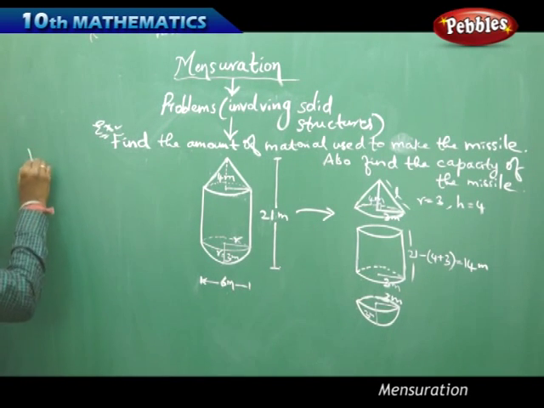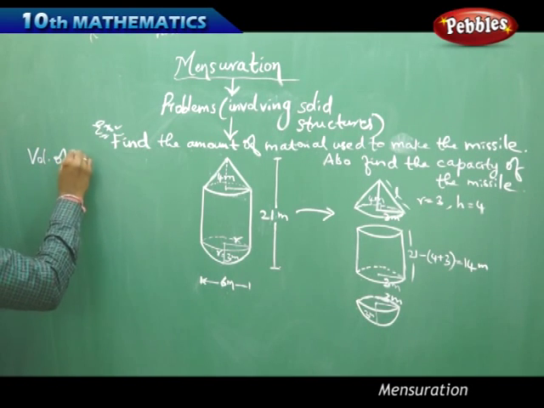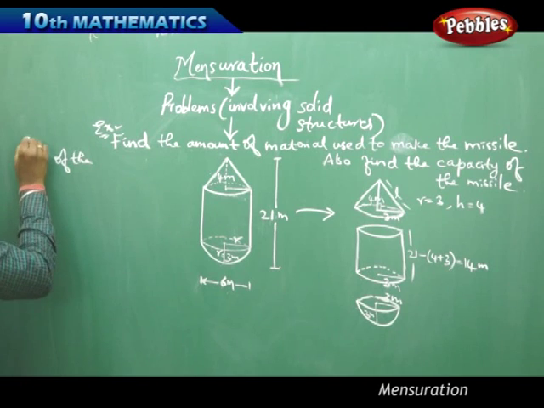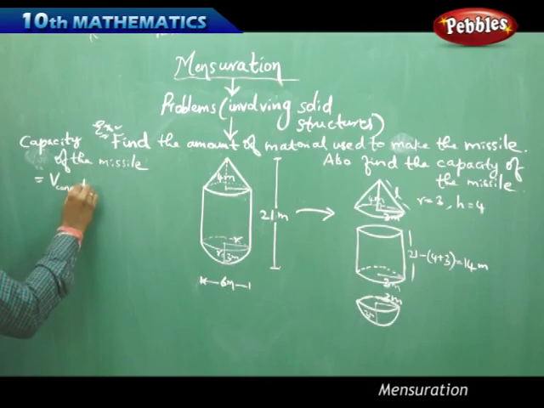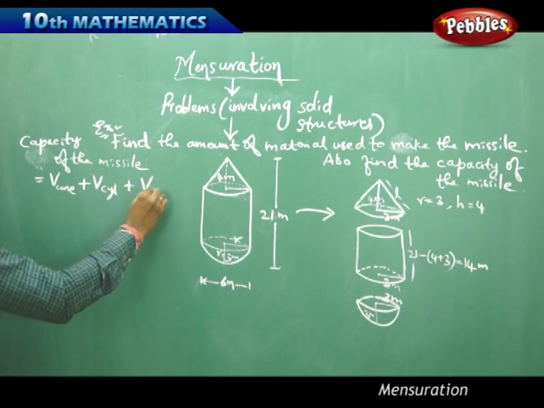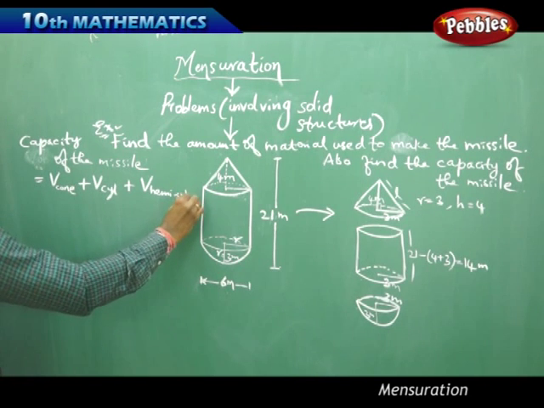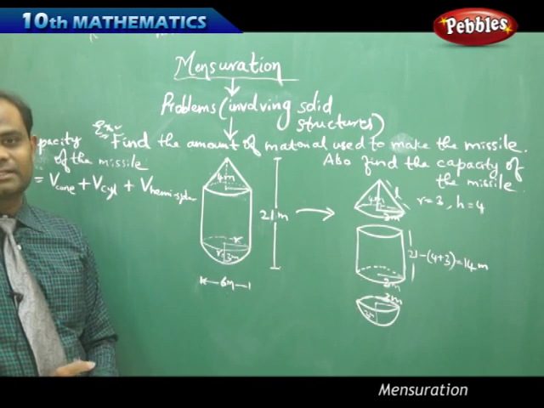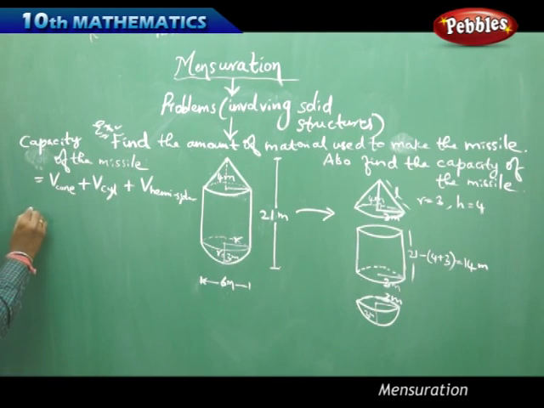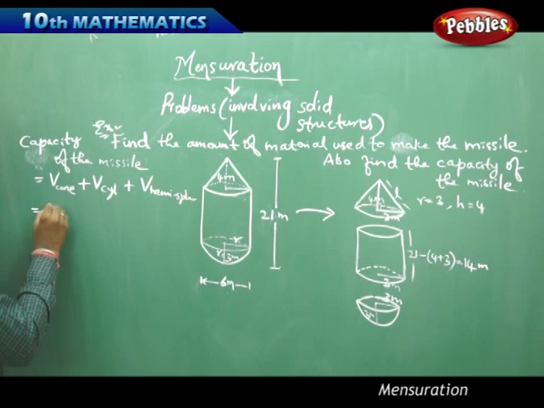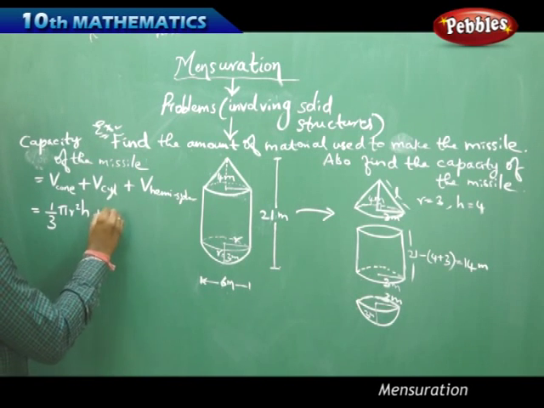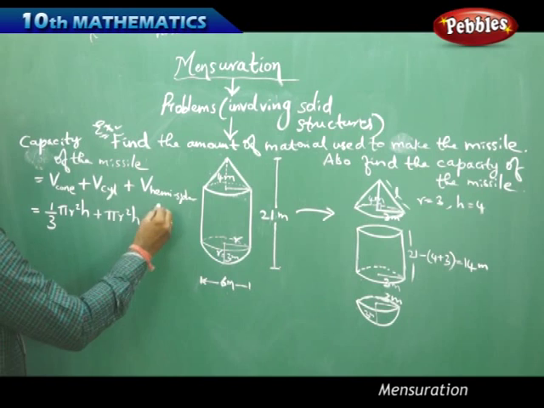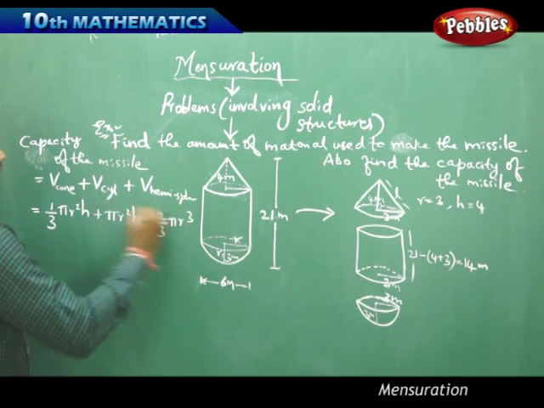So the volume of the missile, or the capacity of the missile, is nothing but the volume of cone plus volume of cylinder plus volume of hemisphere. So each of the volumes, when I add, I get the total capacity of the missile. Coming to the volume of the cone, we all know this is 1 by 3 pi r square h, which we have taken as the derived formula, and volume of cylinder, which is pi r square h, and volume of hemisphere, which is 2 by 3 pi r cube.